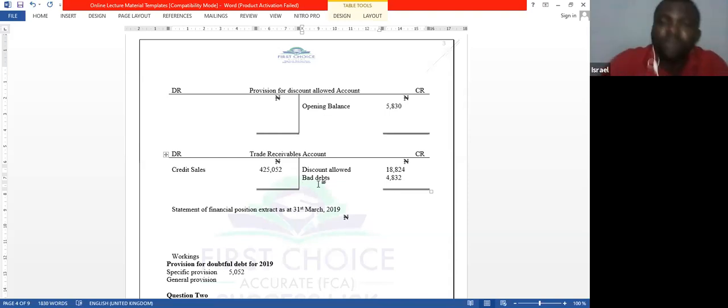So what do you do? You add it up. Pick your calculator like I'm doing. Pick 18,824 plus 4,832. That will give us 23,656. Then do minus 425,052, which is the figure on the debit side, and that gives us 401,396. So we have our closing balance. Our closing balance will now be 401,396.